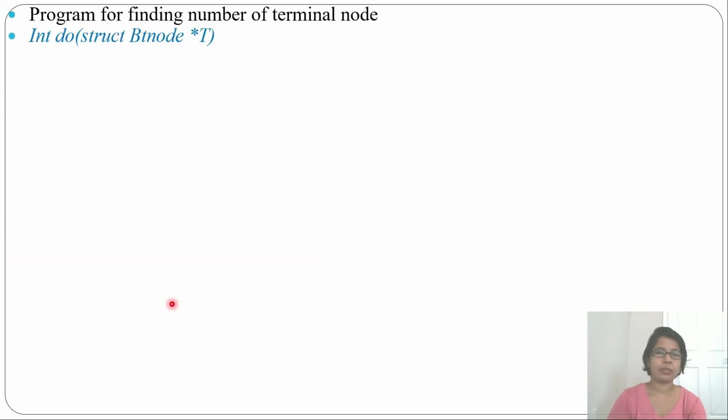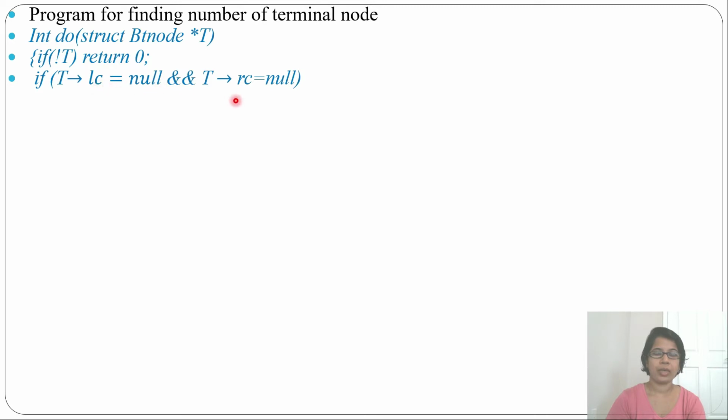So let's do one program for finding the number of terminal nodes. Here int do, struct bt node tree, so that is the self-referential structure. Then if not t, meaning t doesn't contain any value, return 0. Then if t left child equals null and t right child equals null, then return 1. Means if it is a leaf node, then return 1. Else return do t left child plus do t right child.